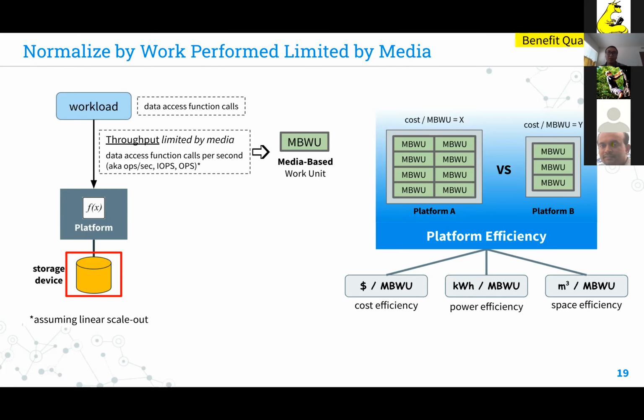With this definition, we can now measure how many MBWUs different platforms can generate, and then calculate the platform efficiency by dividing the cost of a platform by the number of MBWUs it can generate. Similarly, we can also calculate the power efficiency and space efficiency. With this platform efficiency, we can conduct an apples-to-apples comparison between different platforms, and finally answer the question of whether the function should be running on a general purpose platform or on an embedded storage device.